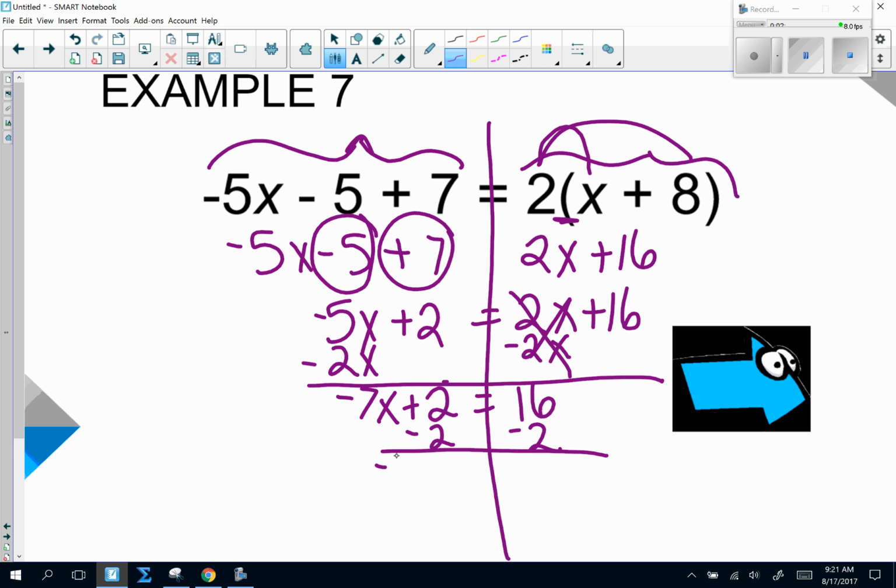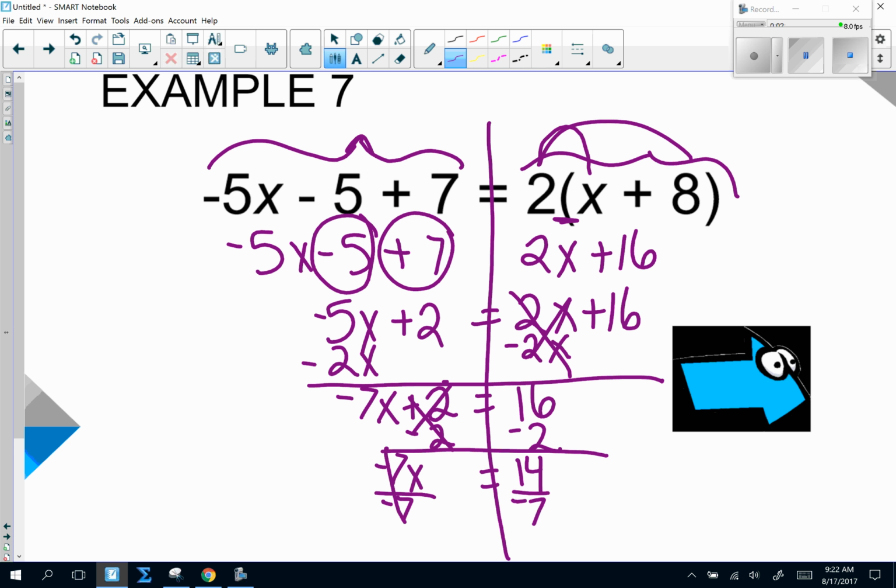So I'm going to bring down my 7x. 2 minus 2 adds up to 0, so I get to cross those out, is equal to 16 minus 2 is 14. Last step, divide by the number attached to your variable. So you're going to divide by the exact number, so you're going to divide by negative 7. Whatever you do to one side of the equal sign, you have to do to the other.